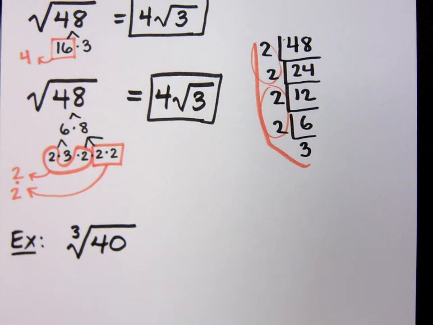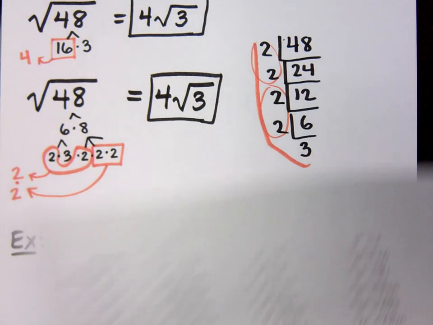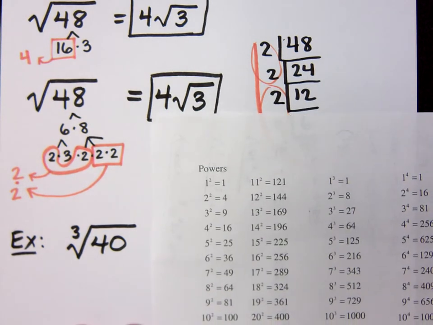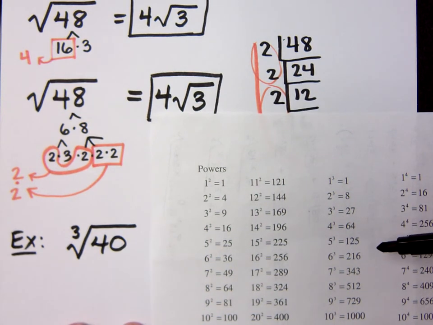How about the cube root of 40? Now, this is a little bit different. The cube root of 40 means I'm not looking for perfect squares, but I'm looking for what? Perfect cubes. And if you've got your list of cubes, here's my list of cubes. Do I see a 40 on my cubes here? No, but do I see any of these that could go into 40 evenly?